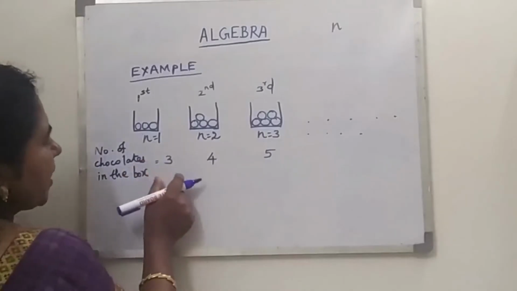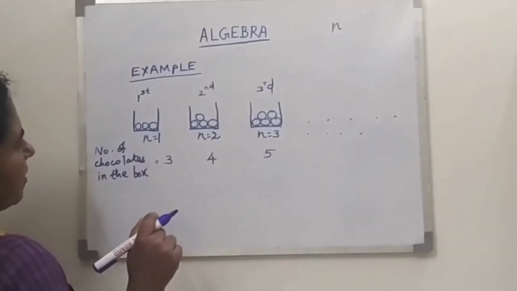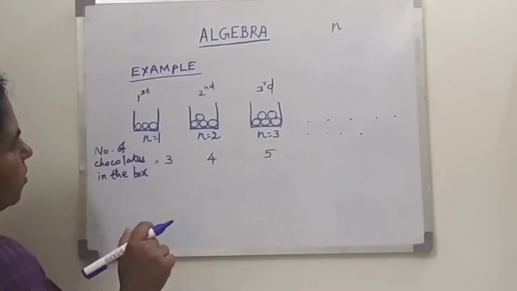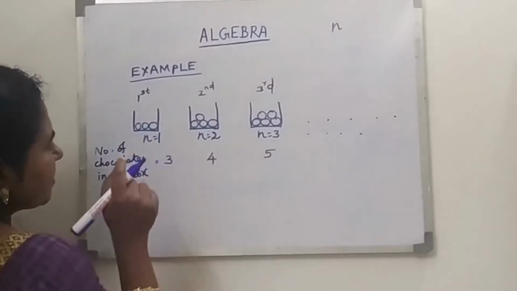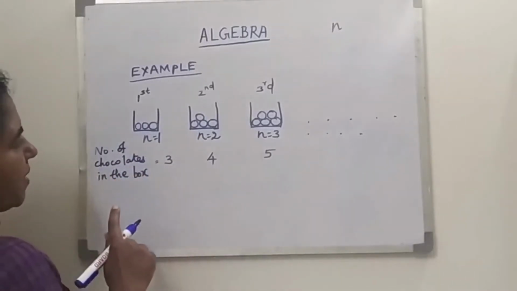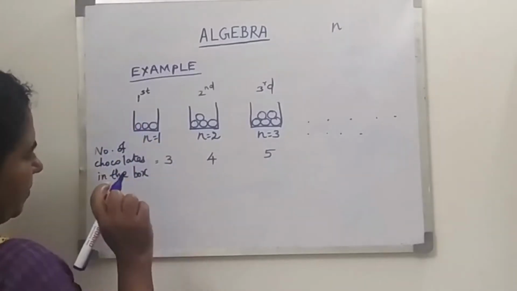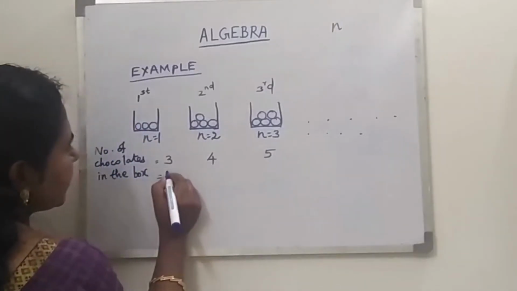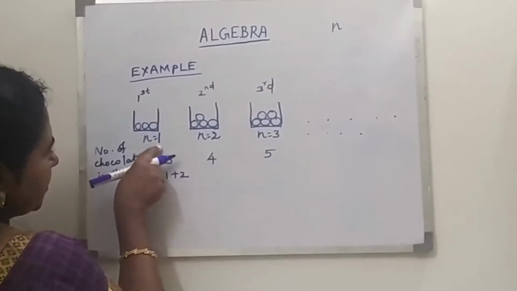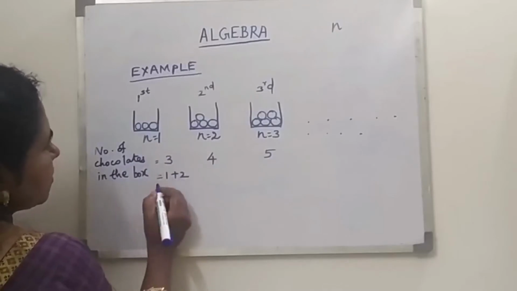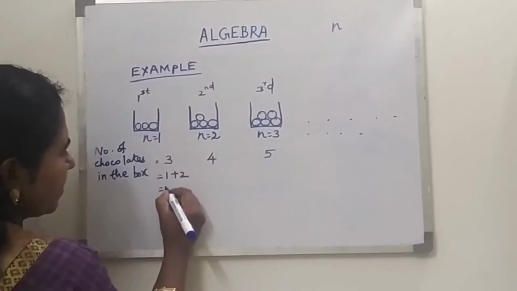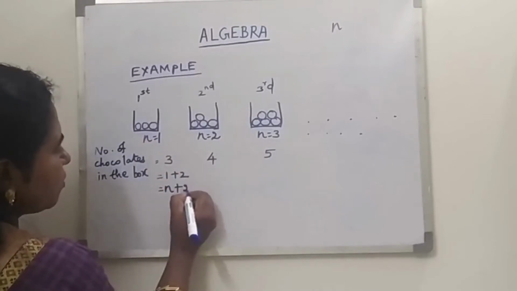So in order to bring out the general expression in terms of this n, what we are going to do is, we are going to write this 3 as a sum of 2 numbers, where one number is this n. So this 3 can be written as 1 plus 2. This 1, it is this n. So now in the place of this 1, we can substitute this n. So it is n plus 2.